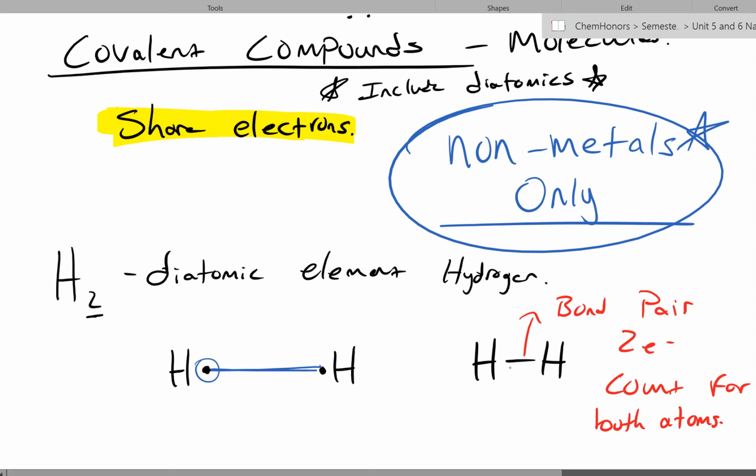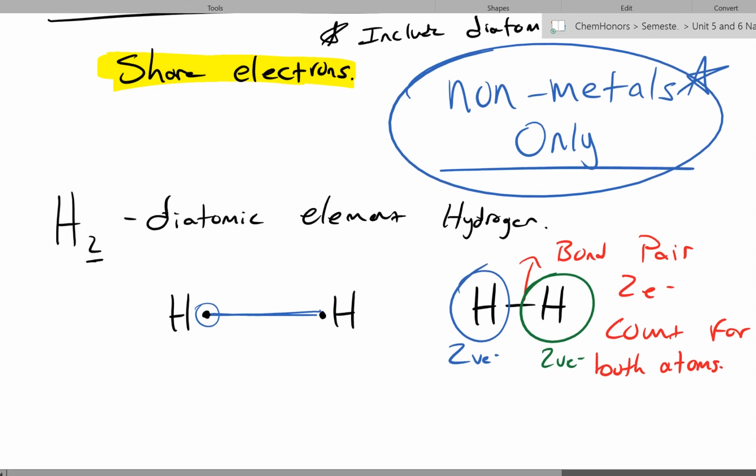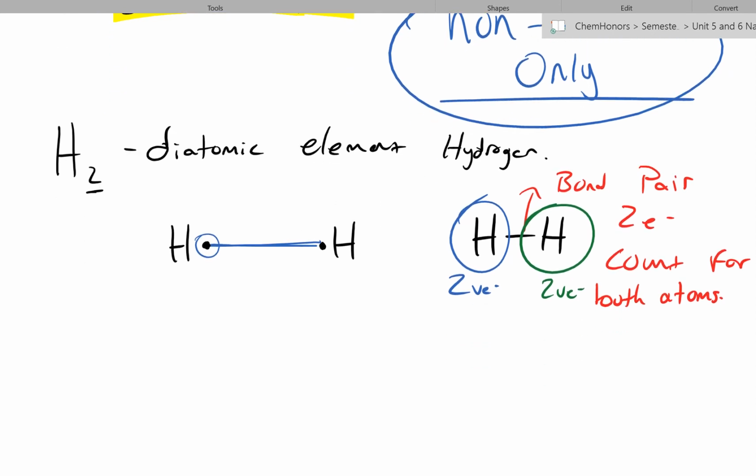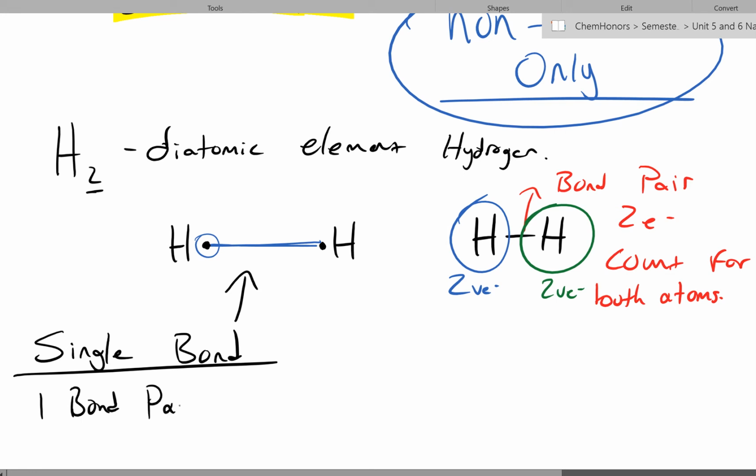So right now, this hydrogen right here has 2 valence electrons from that bond. But this hydrogen over here also has 2 valence electrons because of that bond. So both of them can have a full valence shell where they're happy just from those electrons that each of them brought and shared together. All right? So this one example I have right here, this is what is called a single bond. All right, there's only one bond pair, and there are 2 electrons shared.